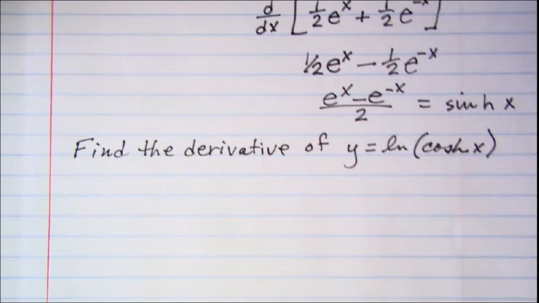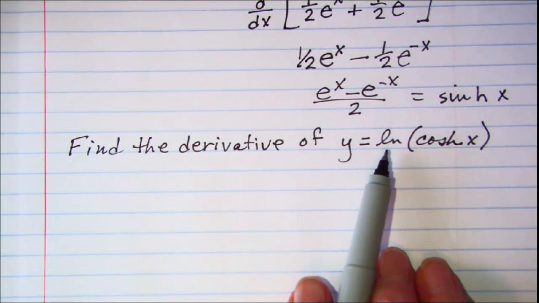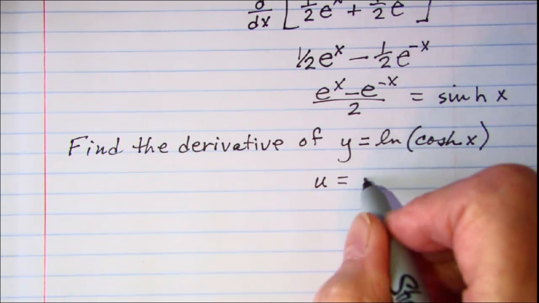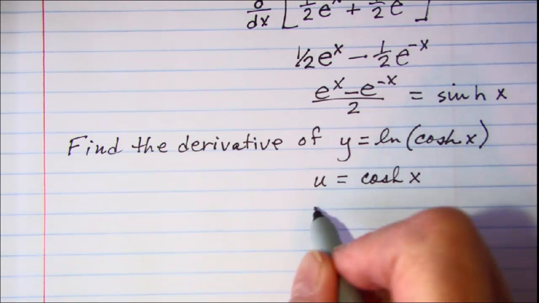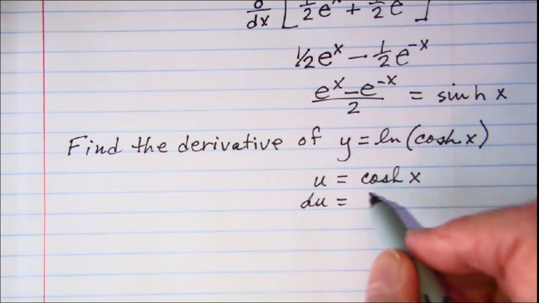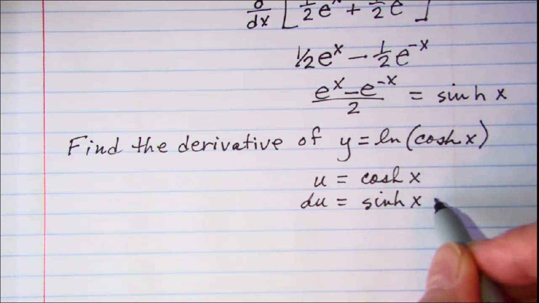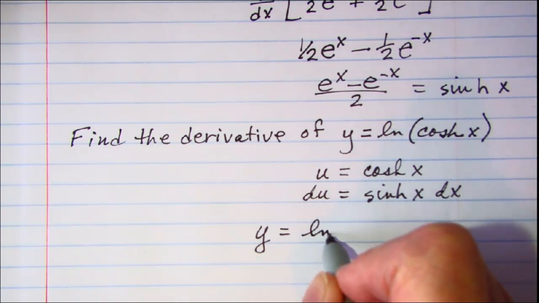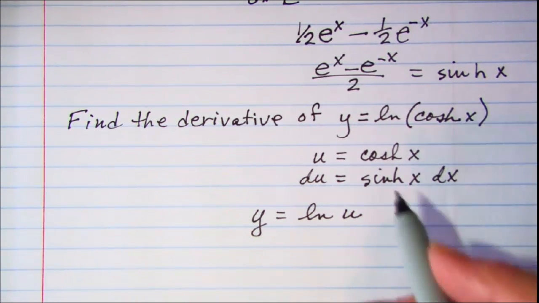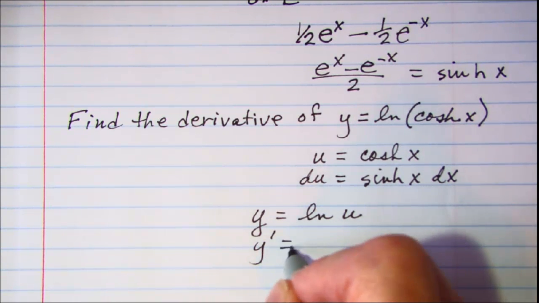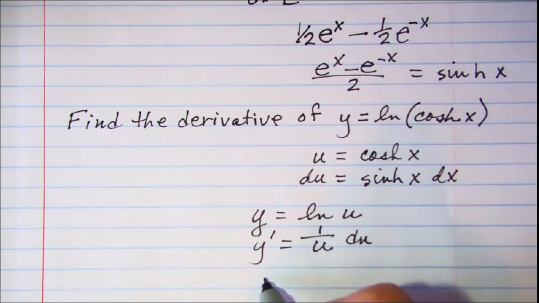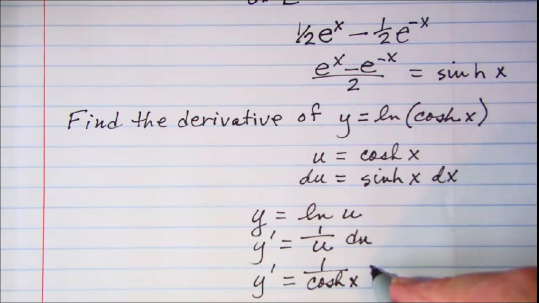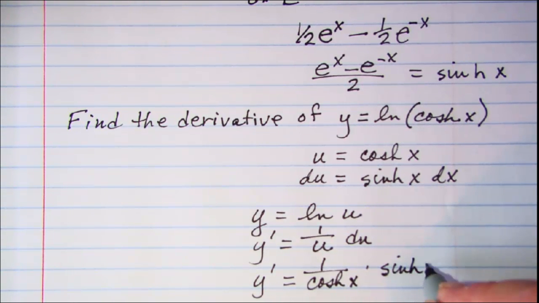So let's find the derivative of y equals ln hyperbolic cosine x. So we'll let u equal hyperbolic cosine of x. Then du is equal to the hyperbolic sine of x dx. So then when we do our substitution, y equals ln u, and we know that the derivative of that is 1 over u du. Our derivative is 1 over hyperbolic cosine of x times hyperbolic sine of x.